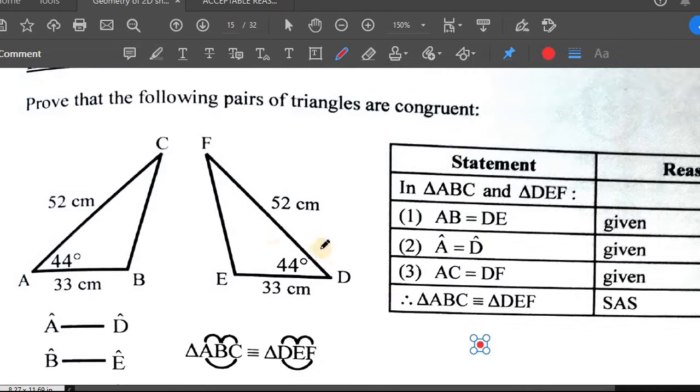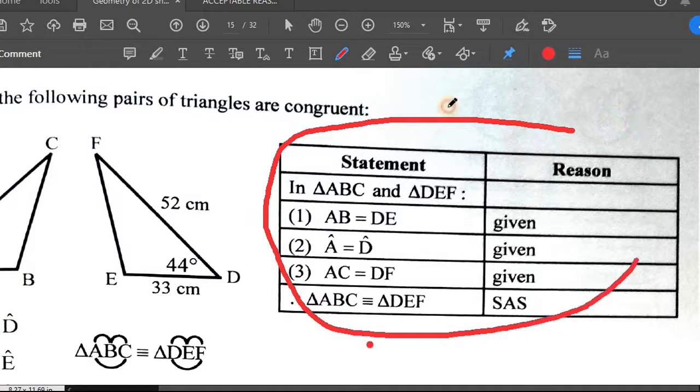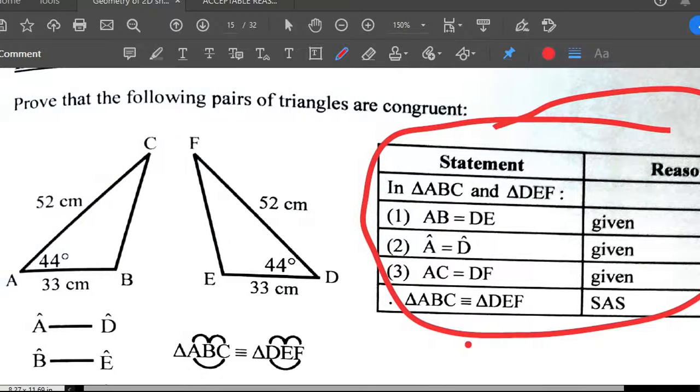Let's see, right? Prove that the following pairs of triangles are congruent. Congruent is exactly the same. That's what we said last time, right? So is this triangle exactly the same as this triangle here? Let's look at it. It looks like I've got a side, and I've got an angle, right? So I want you to watch how to write this out, please. This should be the only thing that you produce to me, right?